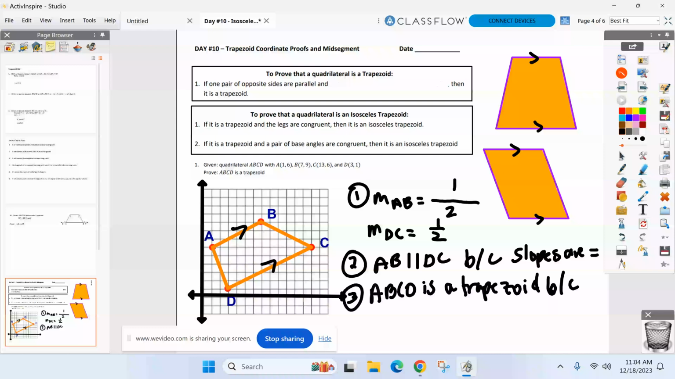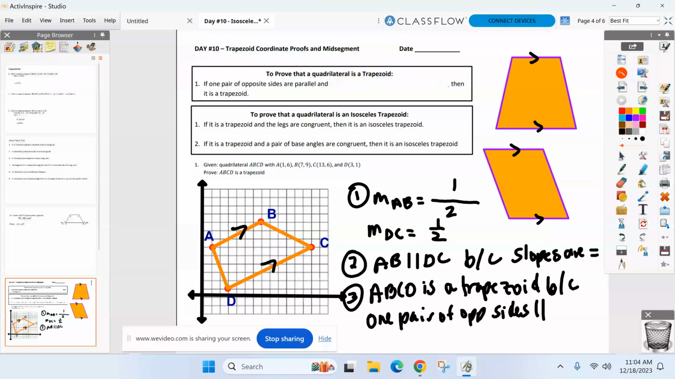Because if I say opposite sides are parallel, I didn't show that. Because one pair of opposite sides parallel. There it is. That's a trapezoid. Any questions? That's a nice one, huh? Just have to show one pair.